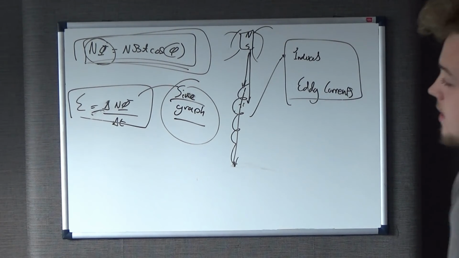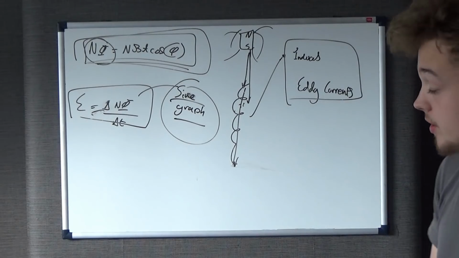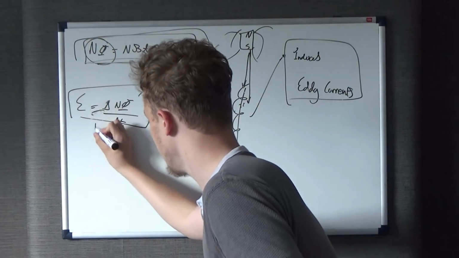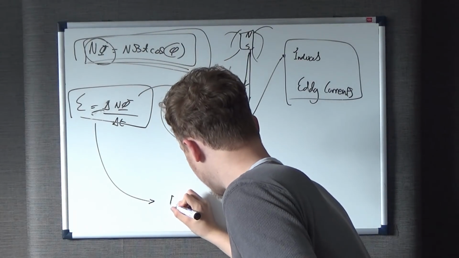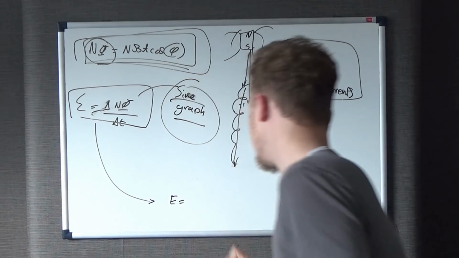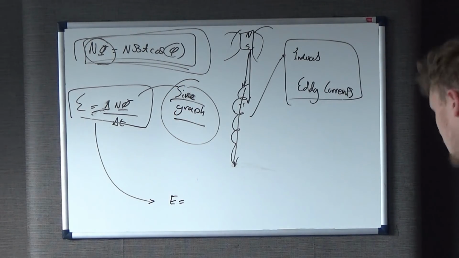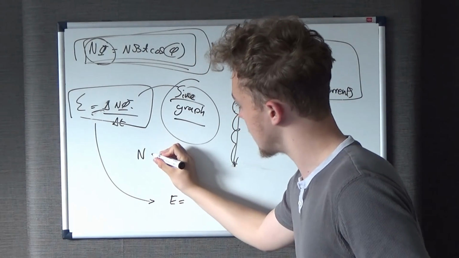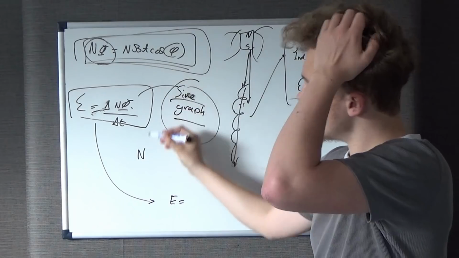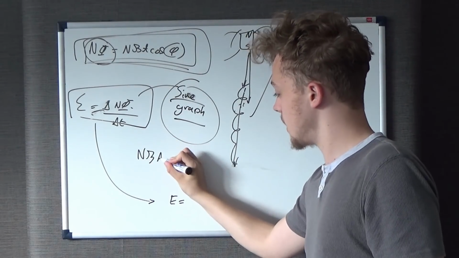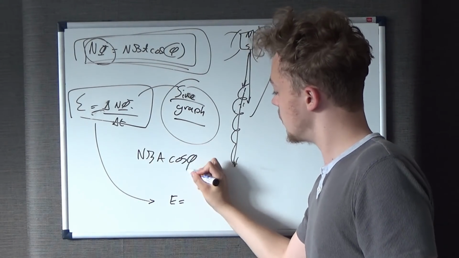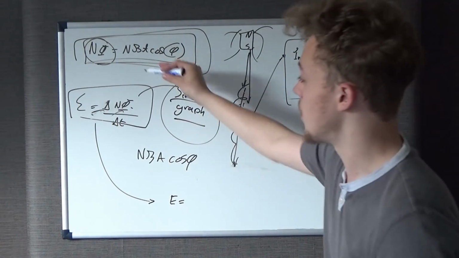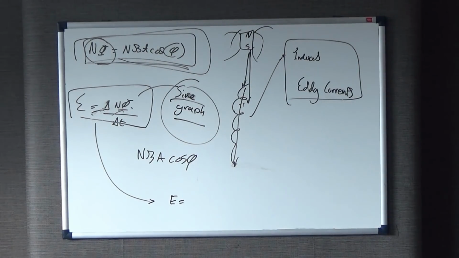Now, as I said, it's a rate of change of this curve, of this graph. So you could say that EMF is equal to, because this N phi is the same as saying N times BA cos theta. We've just written N phi here, but we could have written NBA cos theta.